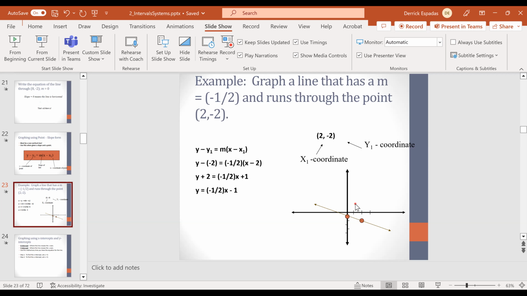This takes practice. And I really want you to follow those steps: write the formula, plug in the values, don't think about the math yet. Then do the math, which usually involves isolating y. And so practice those algebraic skills to get the final y equals mx plus b.